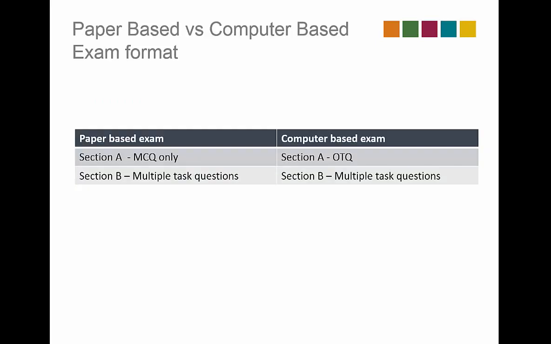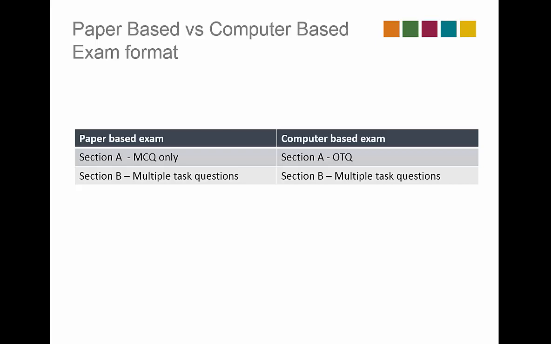Okay, and finally let's consider some of the differences between the paper-based and the computer-based exam. You can see that for both there will be section A and B. As we mentioned in the previous slide, we discussed the paper-based exam format. So section A will comprise of multiple choice questions and section B will be your multiple task questions.